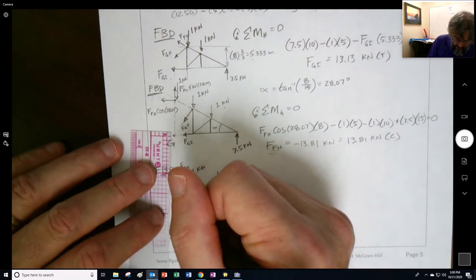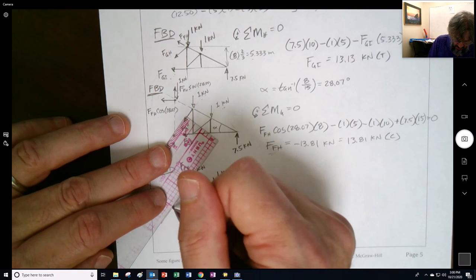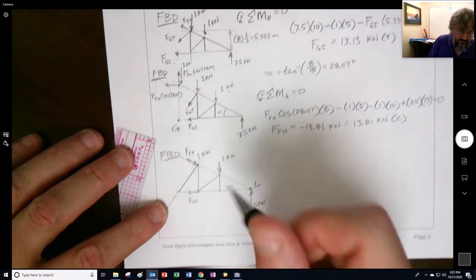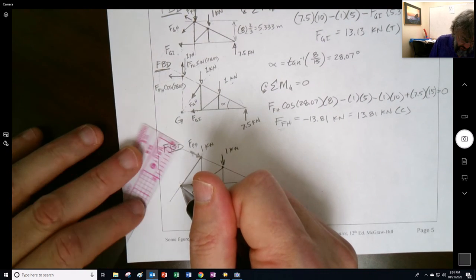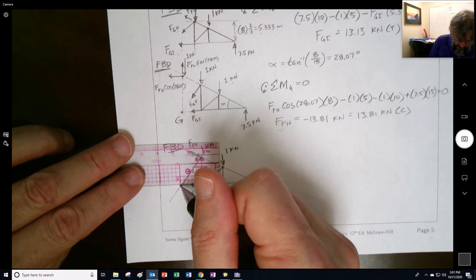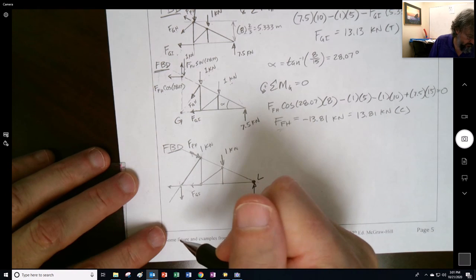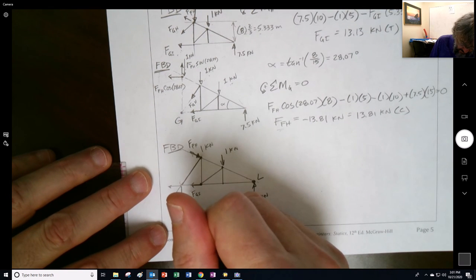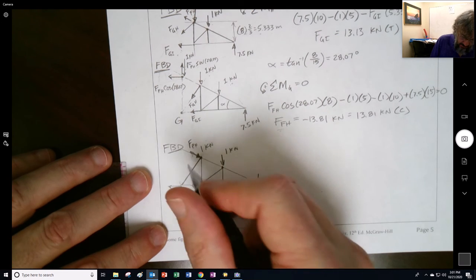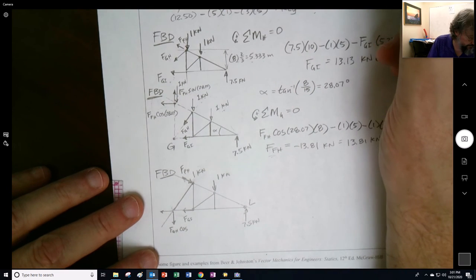So what we can do is assume this member is in tension. I'll draw it in, but it doesn't actually reach the bottom right there. We assume it's in tension, so it has an X component and a Y component. So this is going to be FGH, and it's going to be the cosine of the angle that's in there.